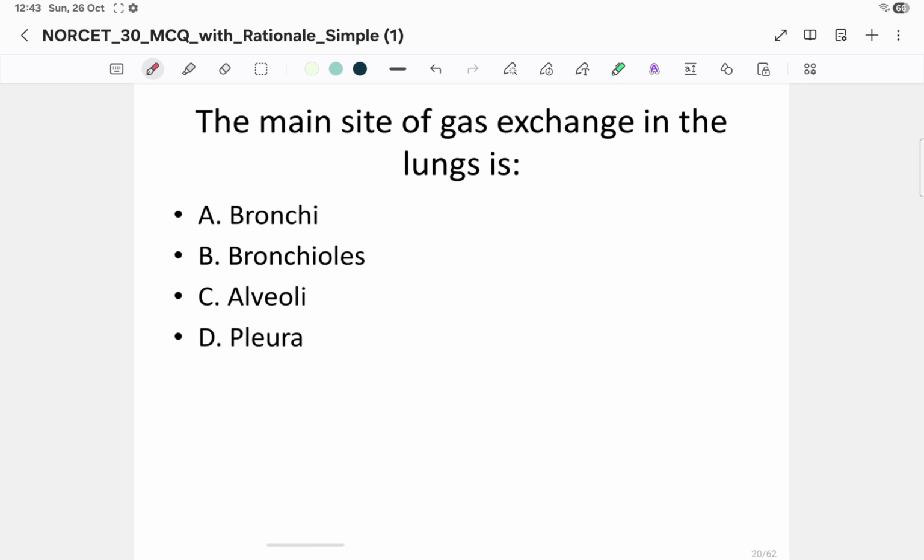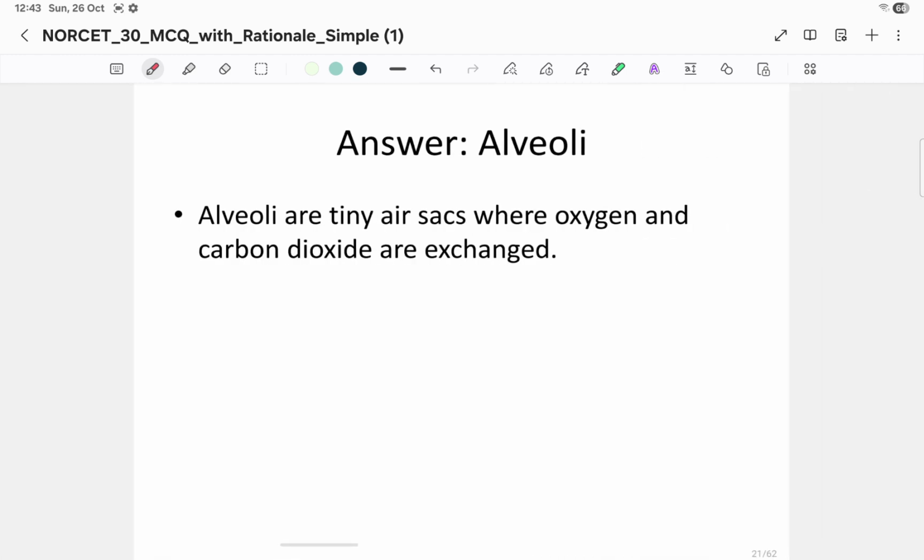Next, the main site of gas exchange in the lung is option A, bronchi; B, bronchioles; C, alveoli; and D, pleura. The correct answer is option C. Alveoli is the main site of gas exchange in the lungs. Alveoli are tiny air sacs where oxygen and carbon dioxide are exchanged.